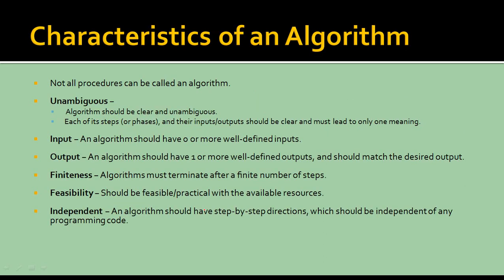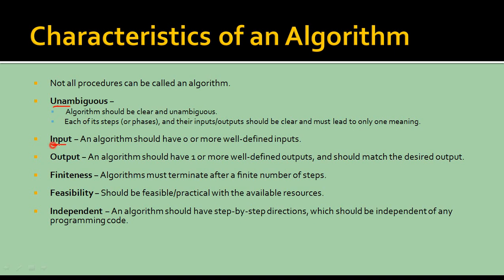Then there are the characteristics of an algorithm. Not all procedures can be called an algorithm. Not all written instructions can be called an algorithm. An algorithm needs to have certain characteristics. The first one is unambiguous, meaning the algorithm should not be ambiguous. That is, it needs to be clear. It needs to find the output properly, the output the user wants. That is the meaning of unambiguous.